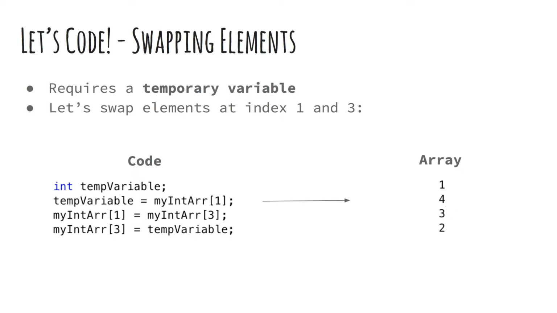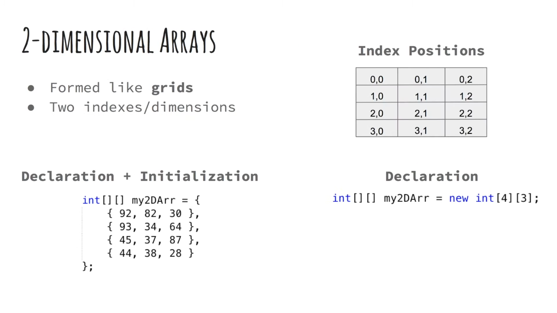Why does it require a temporary variable? Well, let's say for example you have two cups, one with sweet tea and one with water. You always will require a third cup in order to switch the contents without combining them.